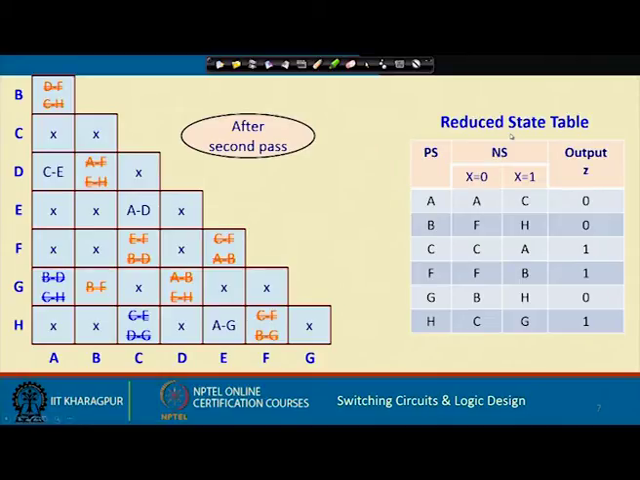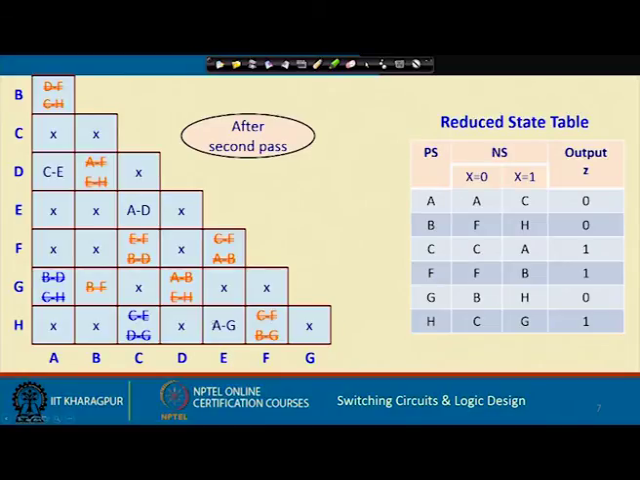So, here there are 8 states, right, A, B, C, D, E, F, G, H. Now, you see that some states which you are identifying as equivalent, C and E. So, we are merging the states C and E. Then for example, this A and D, we are merging the states A and D.